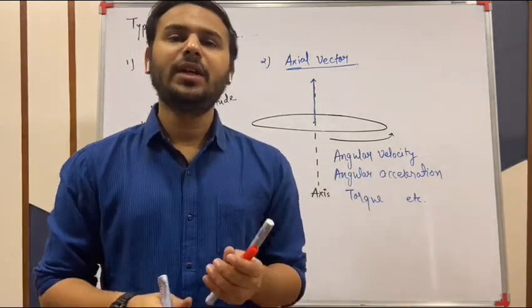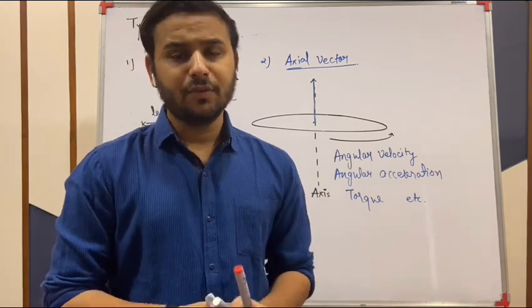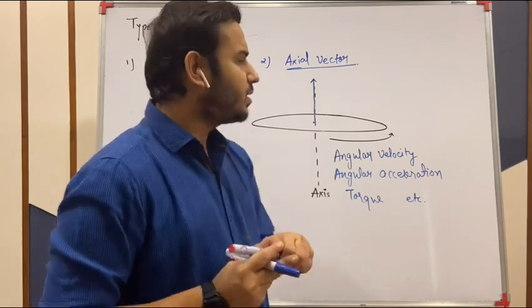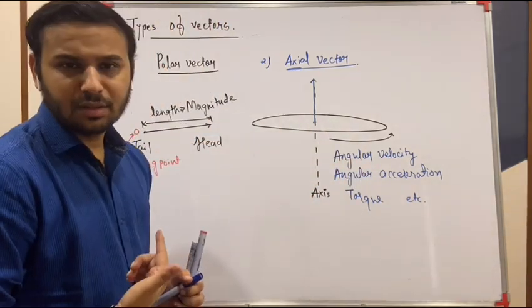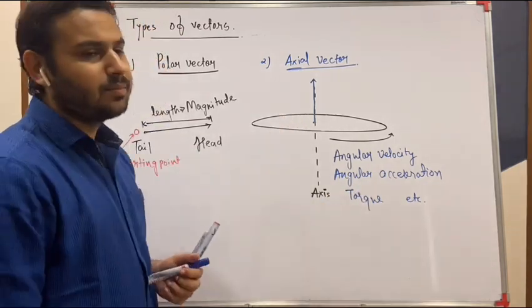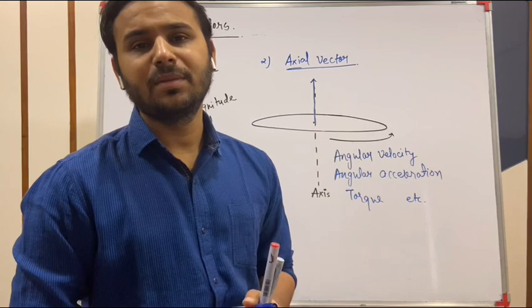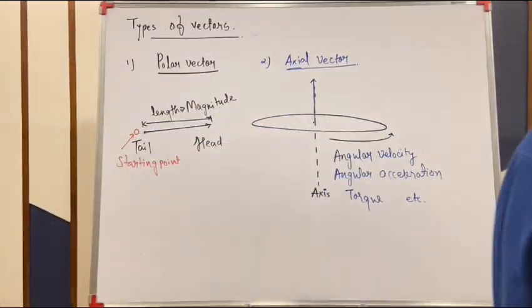All this we are going to study in rotational motion, which is a chapter of your textbook and syllabus. But right now you just remember those vectors which represent the rotational motion, perpendicular to the direction of rotation. They are called axial vectors. Please write down all these things.